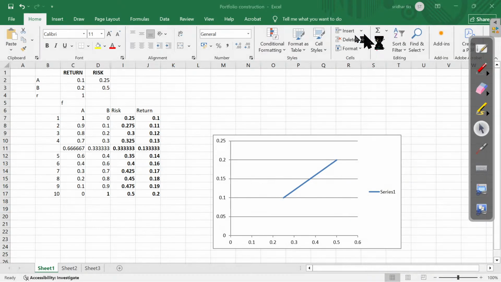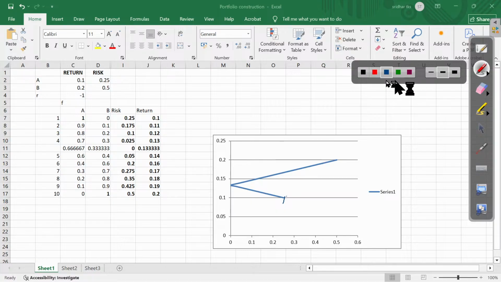Now I'm going to introduce what? Rather than correlation being 1 here, I make it -1. Automatically what happens? If it is purely investing in A, you will get this much.